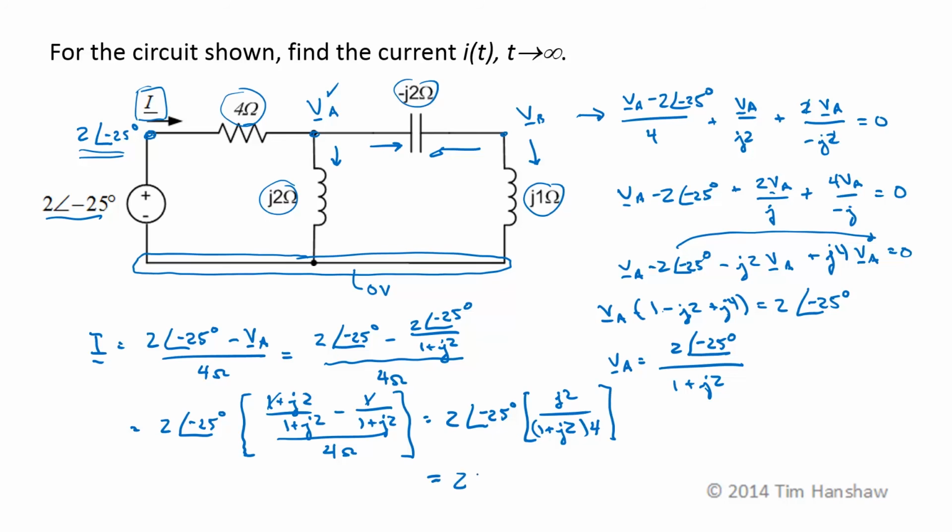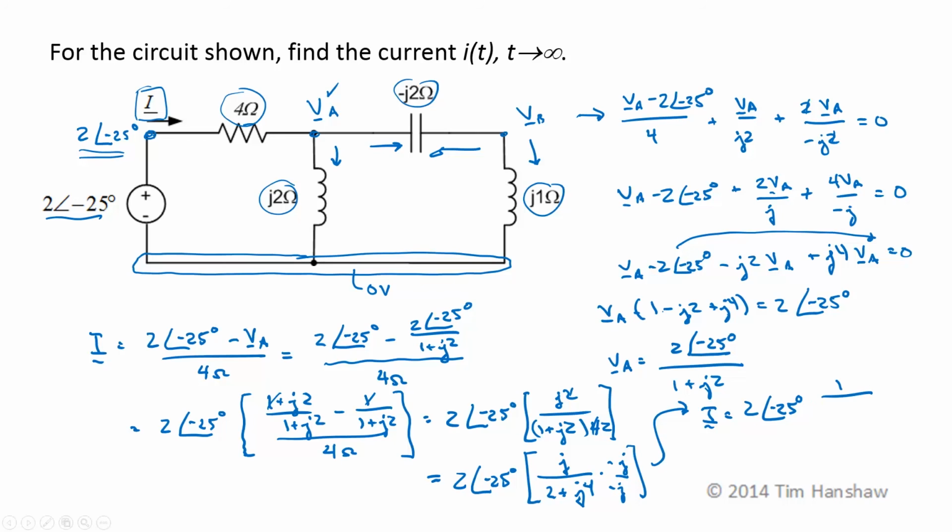Simplifying that down is 2 at an angle of minus 25 degrees over, that cancels with that, becomes a 2. So this becomes J over 2 plus J4. If I multiply top and bottom by minus J, I is equal to 2 at an angle of minus 25 degrees times J times minus J is 1, minus J times J4 is 4, minus J2, which is the same answer we got for the current phasor before, and that will lead to the same answer for the current I of t.